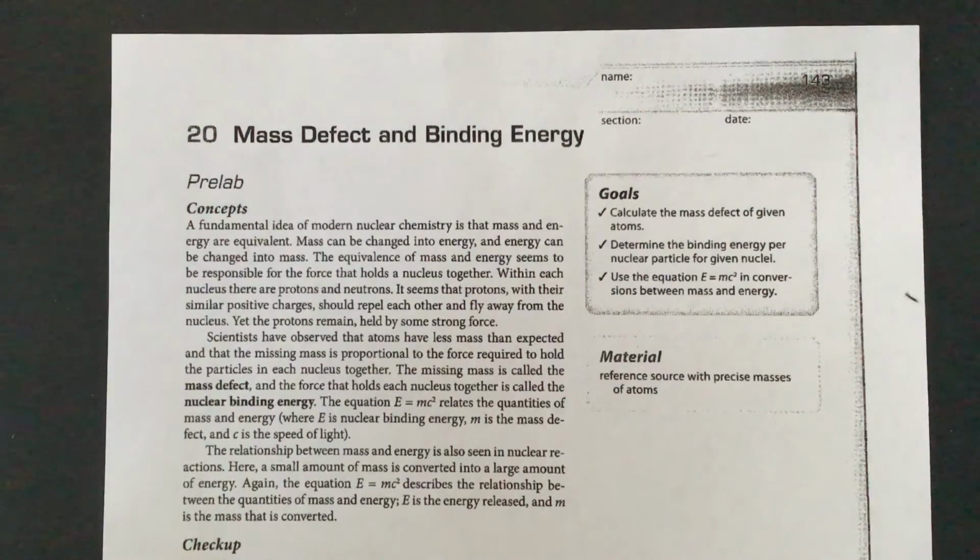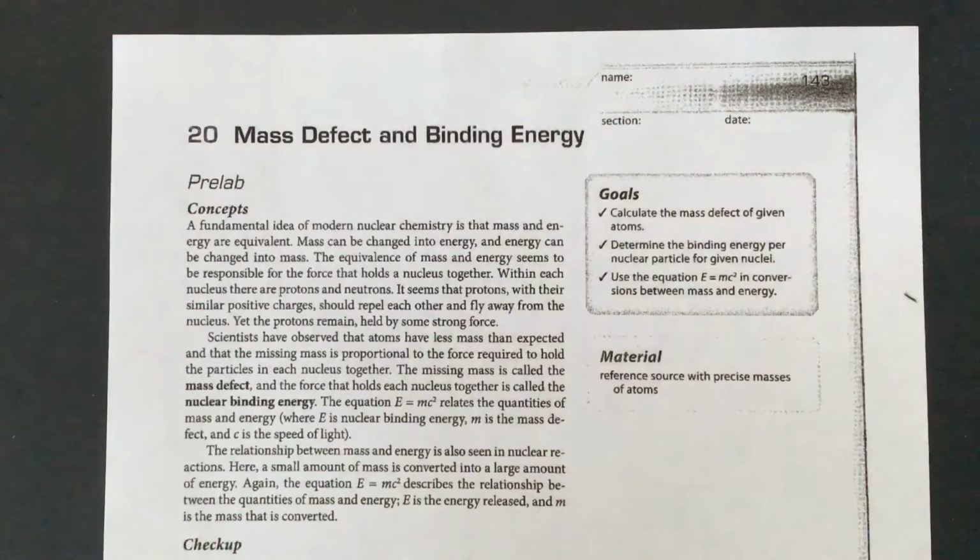The missing mass is called the mass defect, and the force that holds each nucleus together is called the nuclear binding energy. The equation E equals mc squared relates the quantities of mass and energy, where E is nuclear binding energy, m is the mass defect, and c is the speed of light. The relationship between mass and energy is also seen in nuclear reactions. Here, a small amount of mass is converted into a large amount of energy. Again, the equation E equals mc squared describes the relationship between the quantities of mass and energy. E is the energy released and m is the mass that is converted.